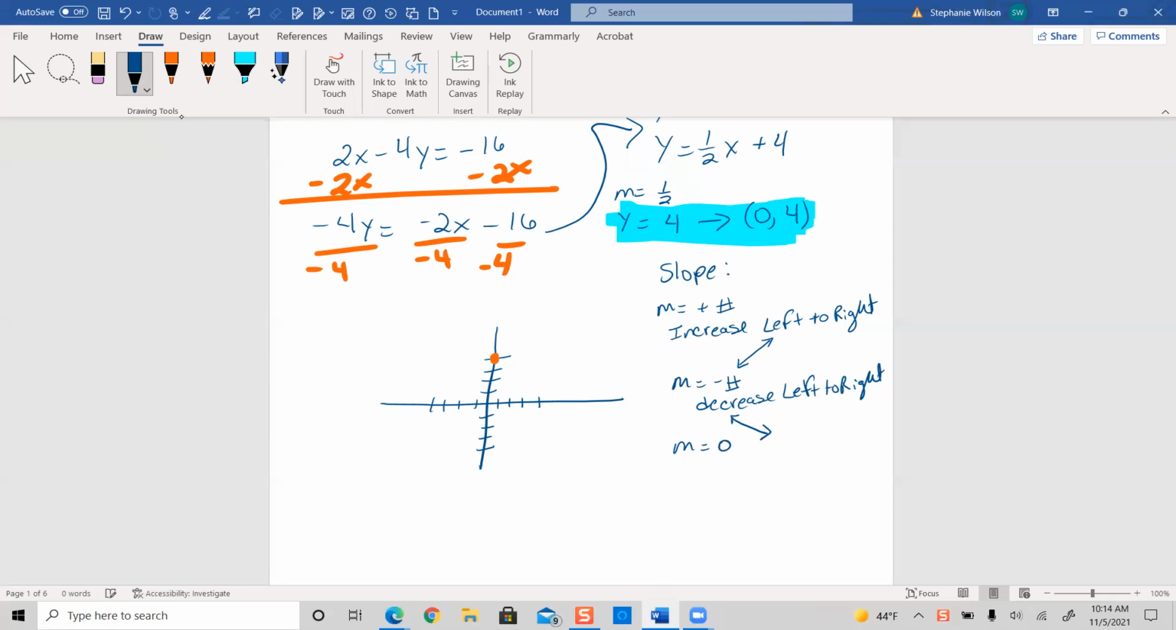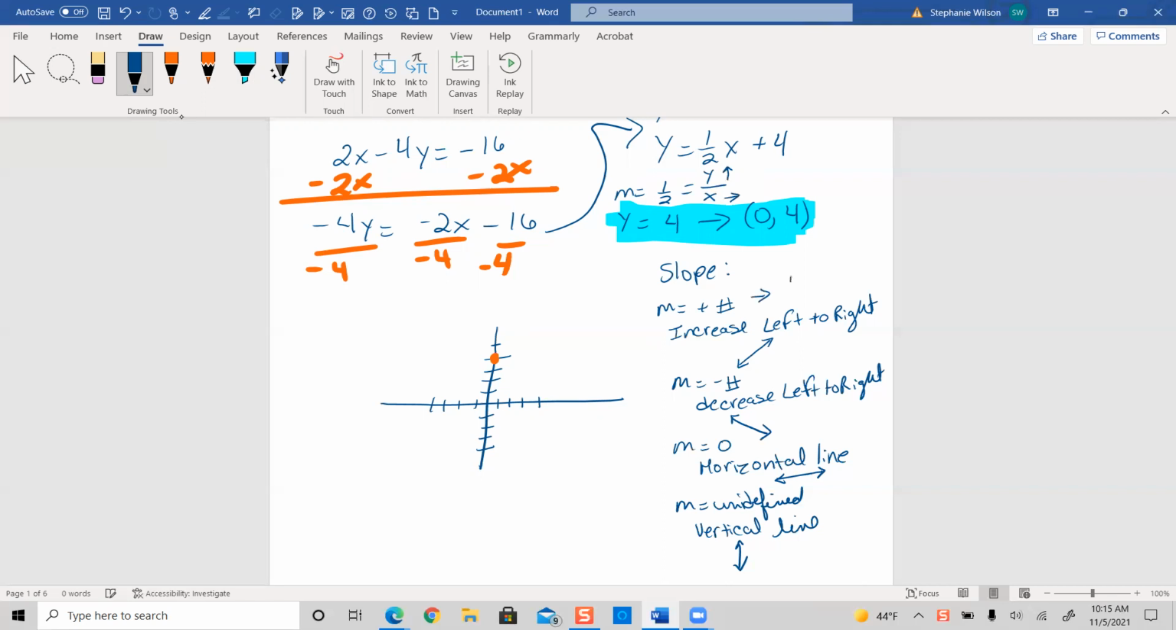If the slope is 0, we have a horizontal line. It's going to look like that. If the slope is undefined, we're going to have a vertical line. Okay, and it will just be straight up and down somewhere on there. So since it's a positive slope, what I need to do now is go up the number of y values and to the right the number of x values. So we're going to go up and over.